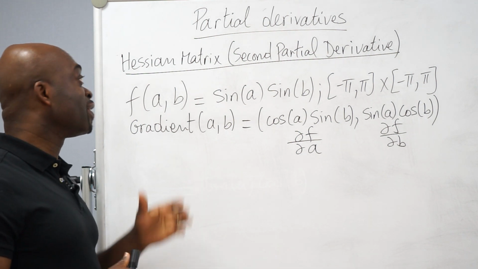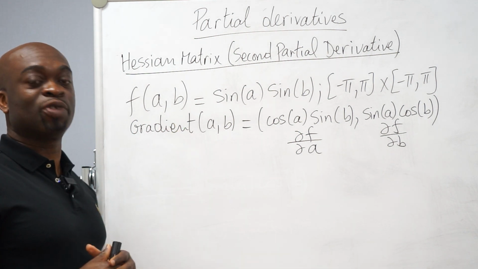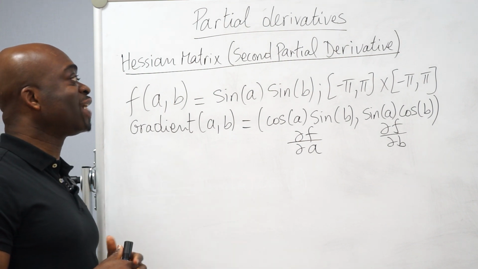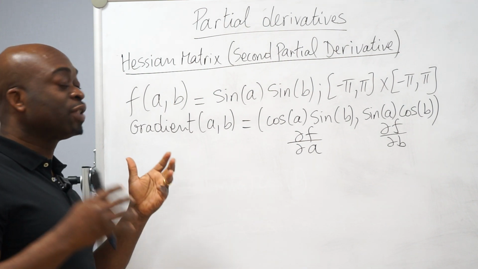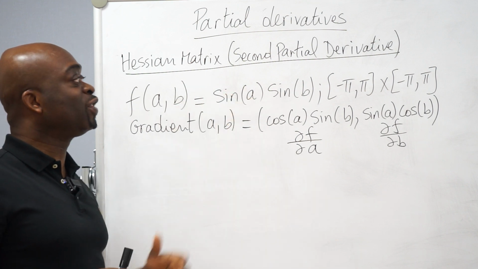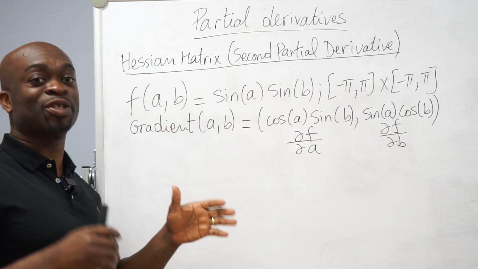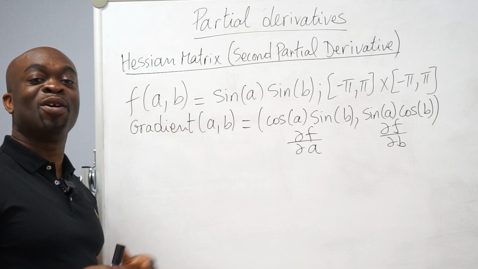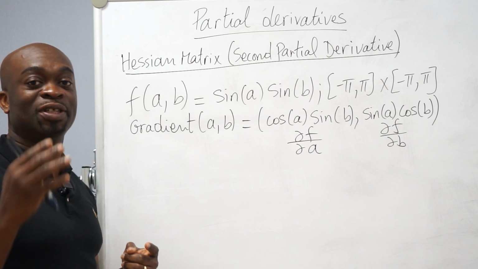Partial derivatives, Hessian matrix. To get the Hessian matrix, we have to go through the second partial derivative. All right. So again, to get to the Hessian matrix, we have to use the second partial derivative. And to get to the second partial derivative, ladies and gentlemen, we have to go through the first partial derivative.